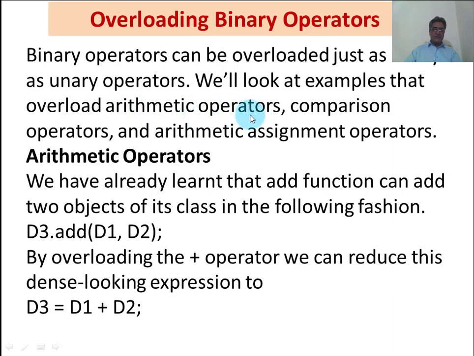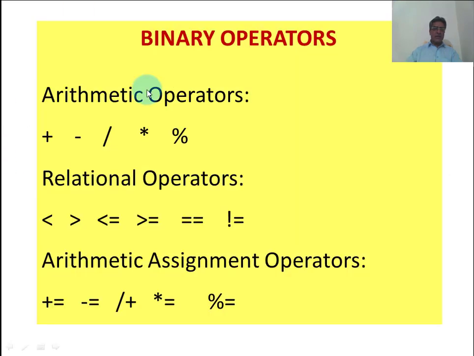arithmetic operators. In our next examples, we will overload the arithmetic operators, comparison operators, and arithmetic assignment operators. These are the three groups of operators which belong to binary operators. Binary operators include the arithmetic operators: plus, minus, division, multiplication, and modulus. These operators are called arithmetic operators, and they are binary operators.